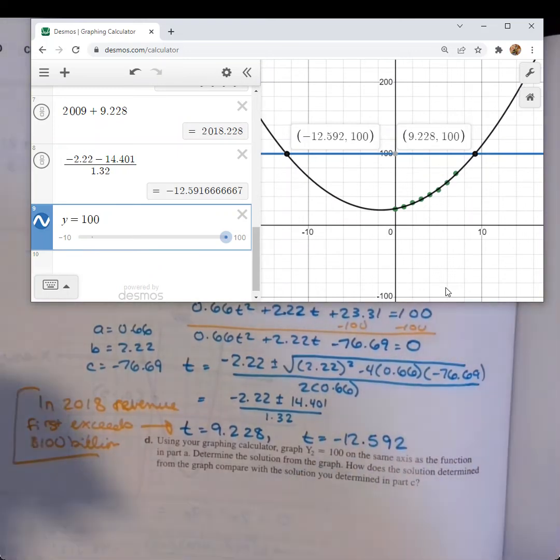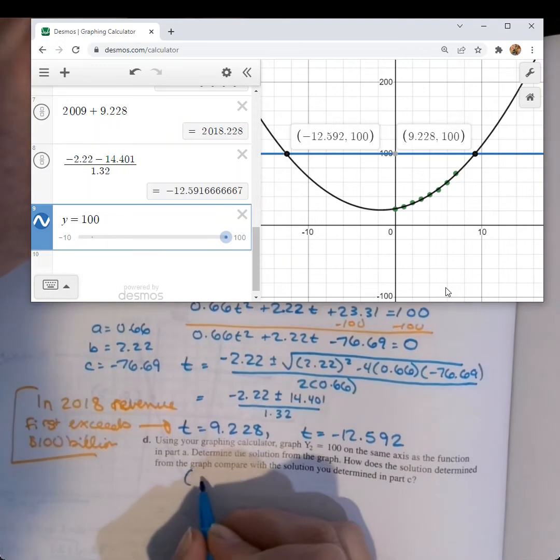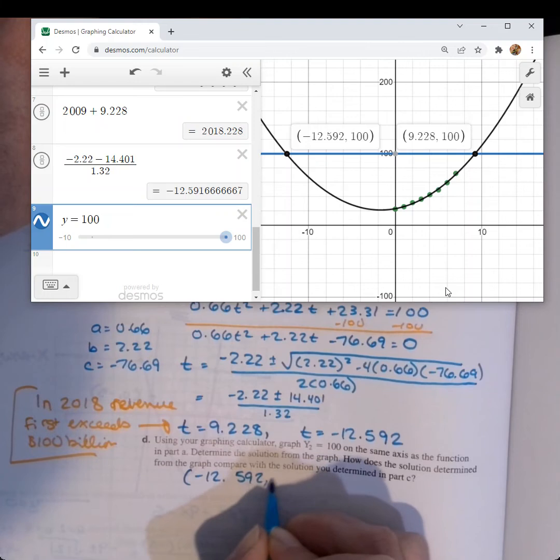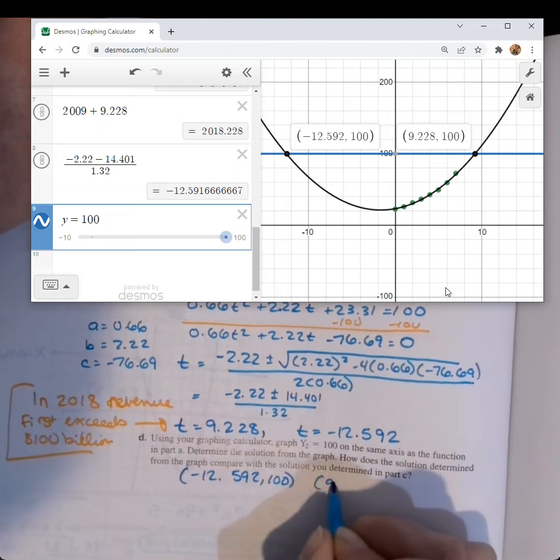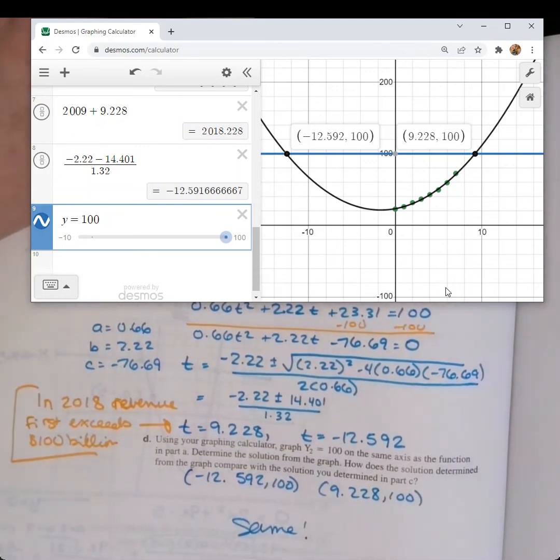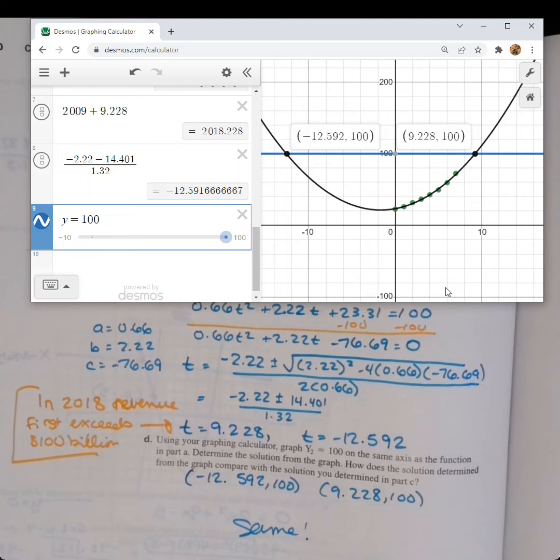So my solutions graphically are negative 12.592, 100 and 9.228, 100, and my answers are the same. All right, cool.